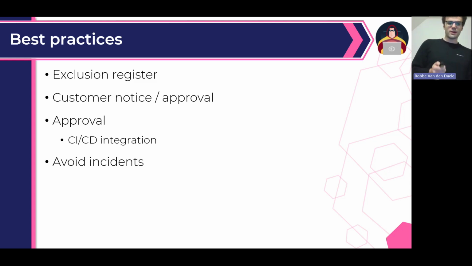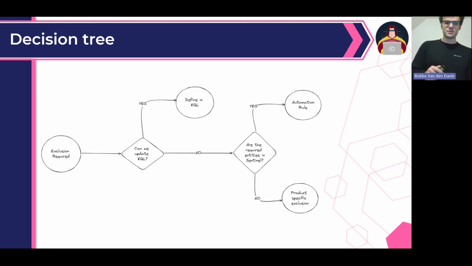How does this look like? Well, I created a small flow, a small decision tree on what we do internally. First of all, we check, can we update the rule in KQL? If this is possible, this means, okay, great. We will define it in the KQL. That's for us the most important part, because then we can do it using CI/CD, pushing analytic rules. There is a proof of flow, and we avoid the incidents being created.